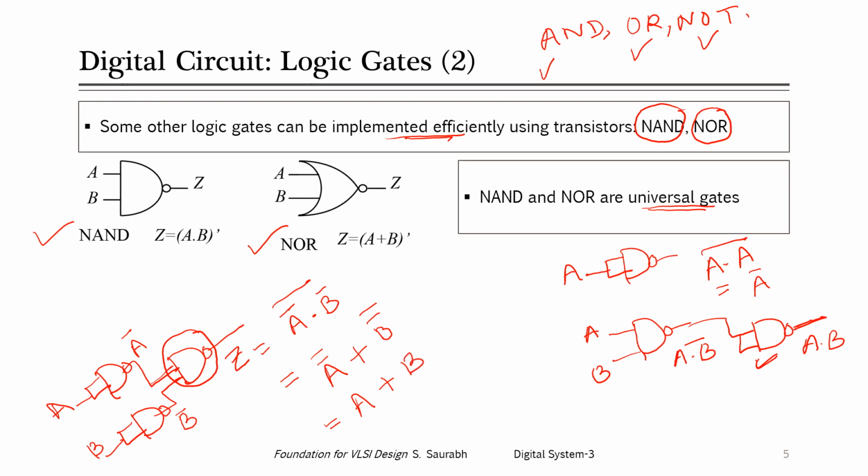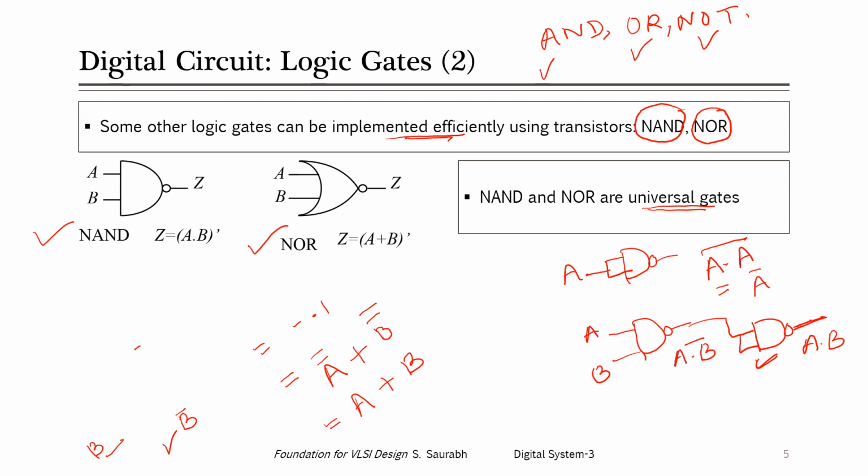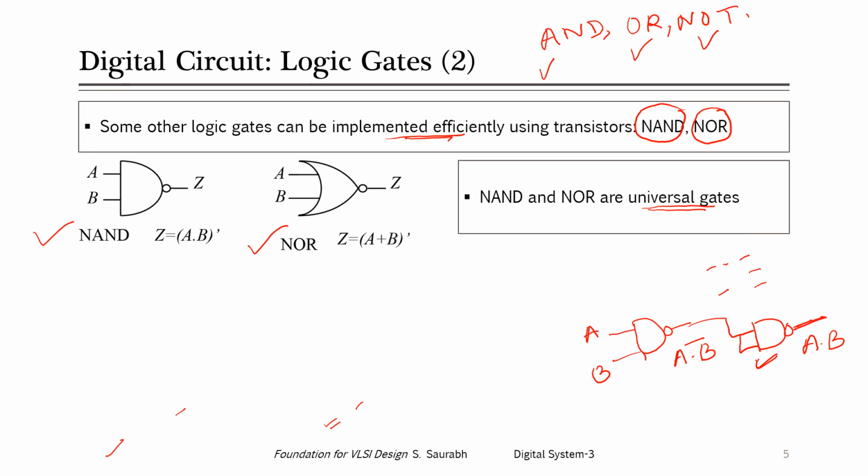So we can use three two-input NAND gates to implement a two-input OR gate. So if we want, we can use NAND gates to implement AND gate, OR gate, or NOT gate, all three types of gates, and therefore this NAND gate alone can be used to implement any given Boolean logic function, right?